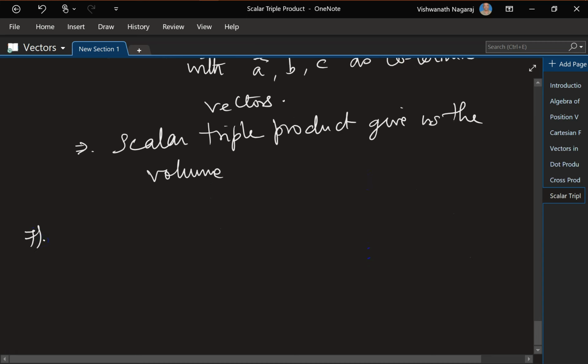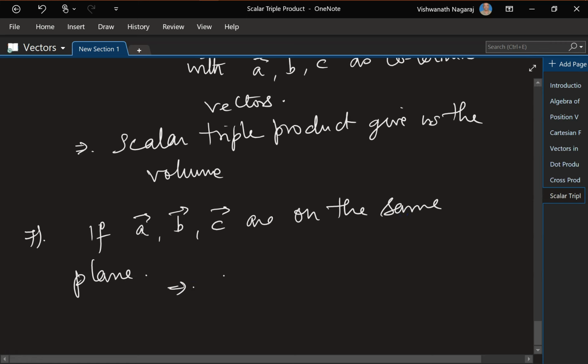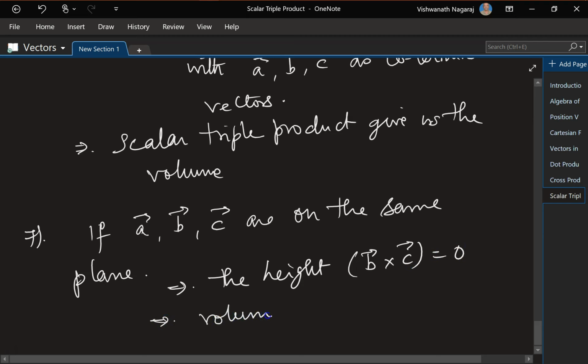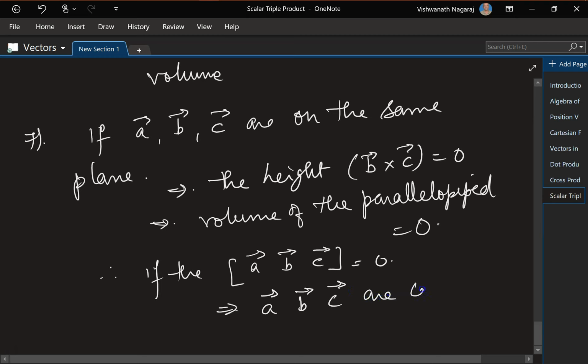Okay, that's interesting. If A, B, C are on the same plane, it means what? The height is equal to 0, right? Which means the volume of the parallelepiped is equal to 0. So therefore, if the scalar triple product is equal to 0, it implies that A, B, and C are coplanar. That means they lie on the same plane.